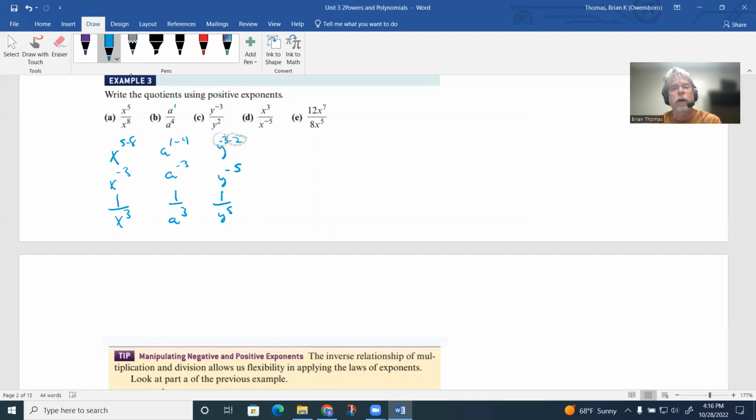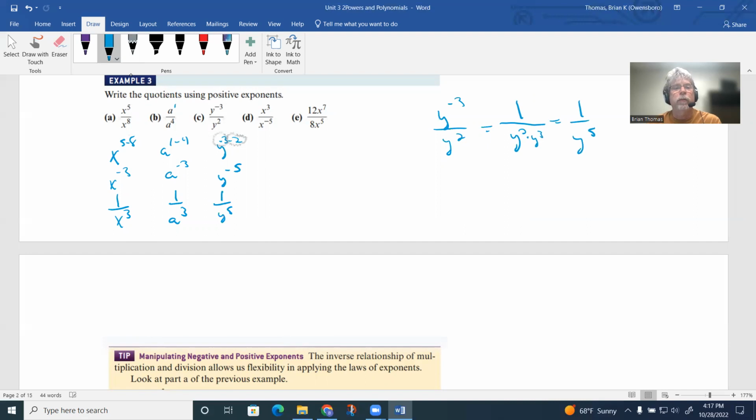Now, another way to do this problem, this y to the negative third over y squared, is to make the negative exponent go away at the very beginning. So notice how I can move this negative 3 down to the bottom and it becomes a positive exponent. We can't leave the numerator blank, so a placeholder of 1 goes there. We have y squared times y to the third. So notice how this gets me to the same spot of 1 over y to the fifth power.